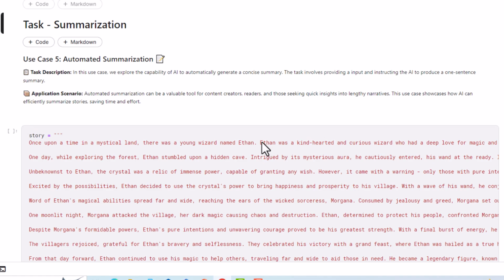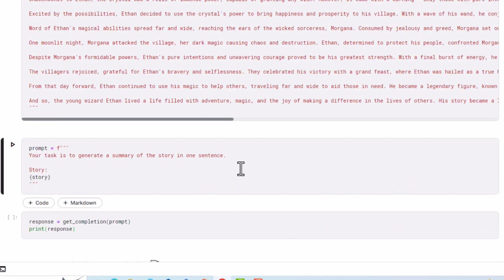So let's look at one such example where we take the above story that we have written, and we want to convert that into a single sentence, or summarize it into a single sentence. So we give the story and we tell it, please summarize this into a single sentence.